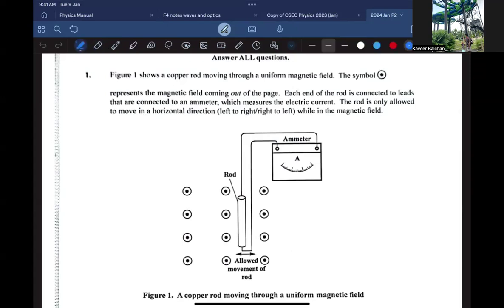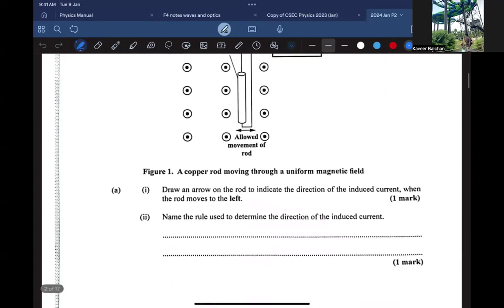Figure 1 shows a copper rod moving through a uniform magnetic field. The symbol with the circle on the top represents the magnetic field coming out of the page. Each end of the rod is connected to leads that are connected to the ammeter, which measures the electrical current. The rod is only allowed to move in a horizontal direction, left to right, right to left, while in the magnetic field. Right? Part A.